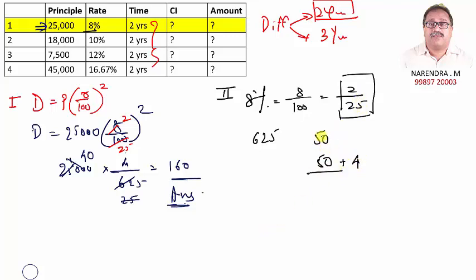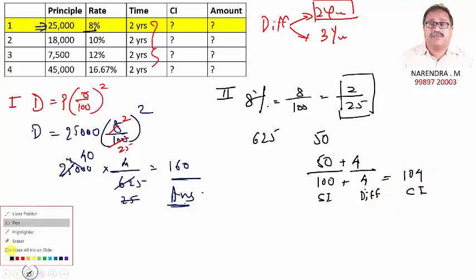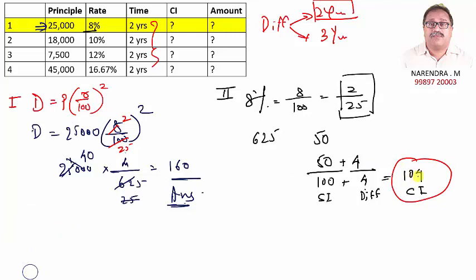Now if I add this 100, this is simple interest. This 4 is the difference between simple interest and compound interest. And when I add these two, I get 104, which is my compound interest. Yesterday we worked out with this figure, stating that 104 is the compound interest when the principal is 625. Or if the principal is 625, compound interest is 104. If the principal is 25,000, what will be the compound interest? That's how we worked out.